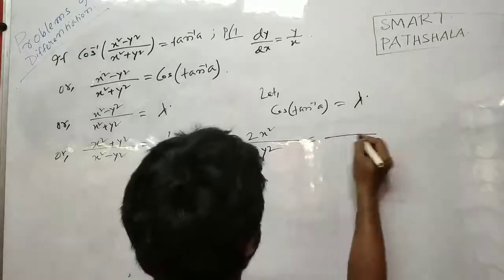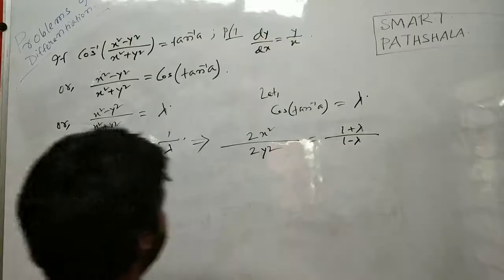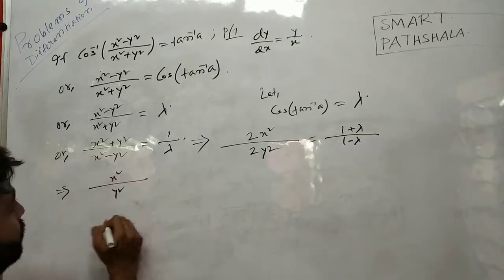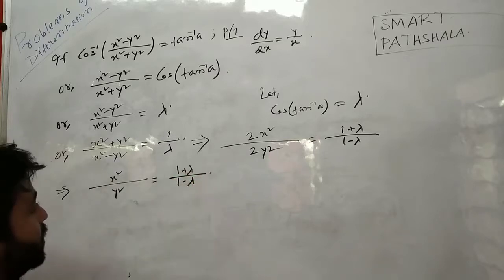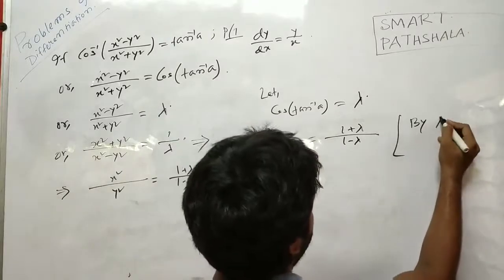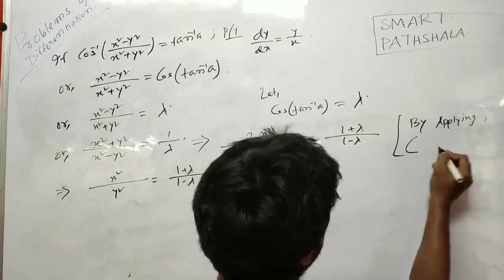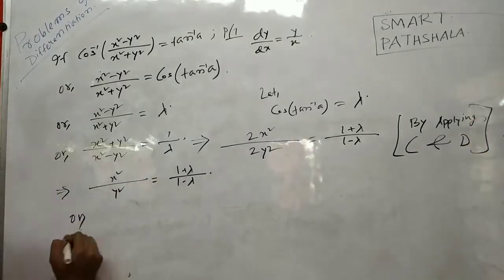Okay, and here you will have 1 plus lambda, 1 minus lambda, and on the next step you can write x square by y square is equal to 1 plus lambda, 1 minus lambda. Just have to write by applying componendo and dividendo. Okay.